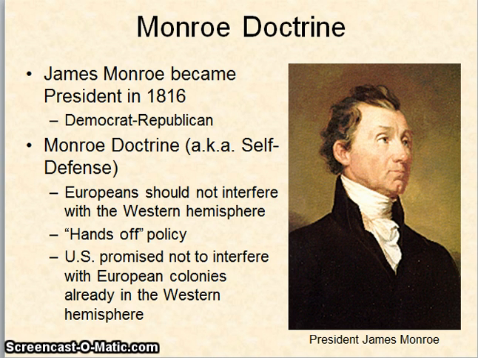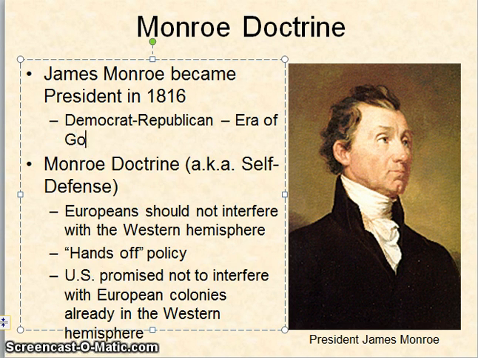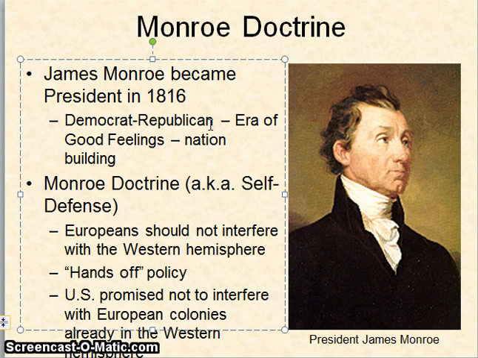President James Monroe comes in right after President James Madison had just finished and fought the War of 1812. And so when President Monroe comes in, he's coming in during the era of good feelings. Basically the era of good feelings is a time period where you only have one political party, the Democrat-Republican Party. And this era of good feelings is going to allow the U.S. to really kind of build the nation. So this is a time of nation building.